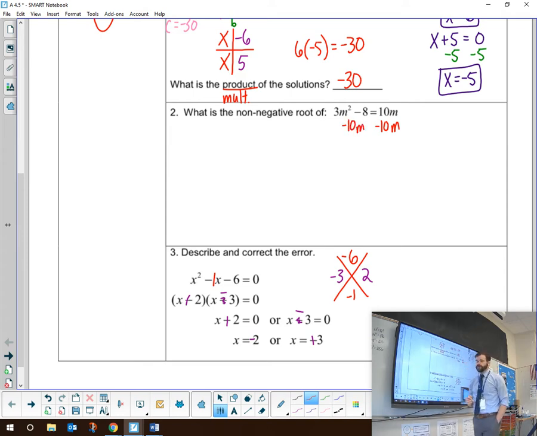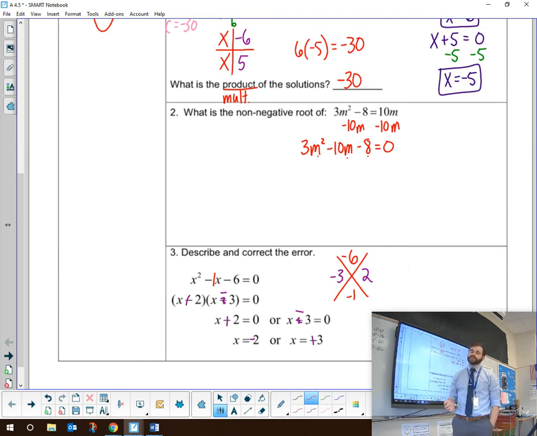Now, it's important that we put things in the correct order. We want my variable squared first, then my variable, and then my whole number on the end. So whenever I rewrite this, I'm going to write it 3m squared minus 10m minus 8. That's really important because it gives me my a, my b, and my c. Okay? All right, so now we just go through the steps of factoring.